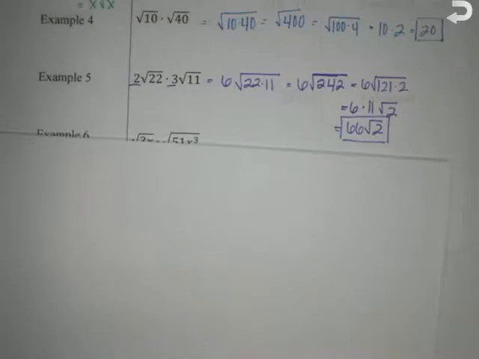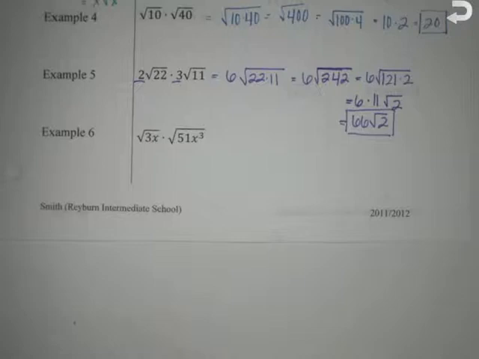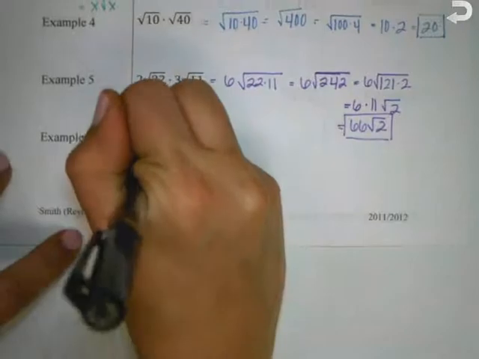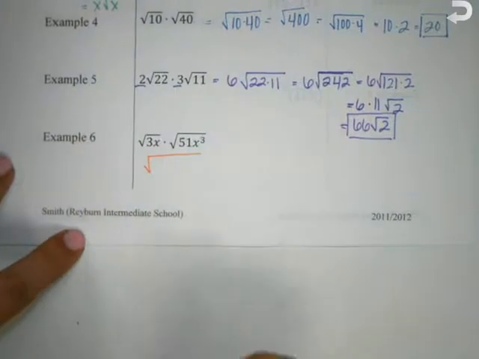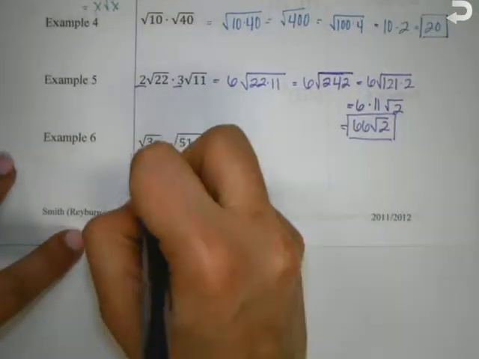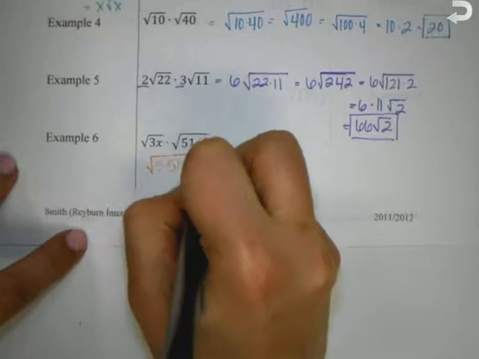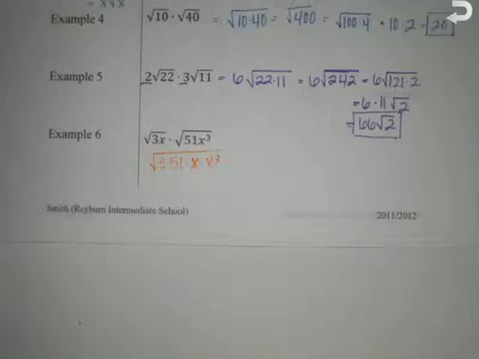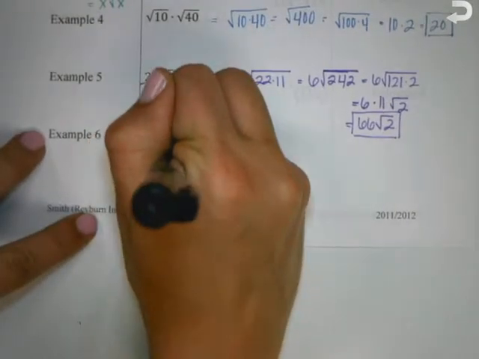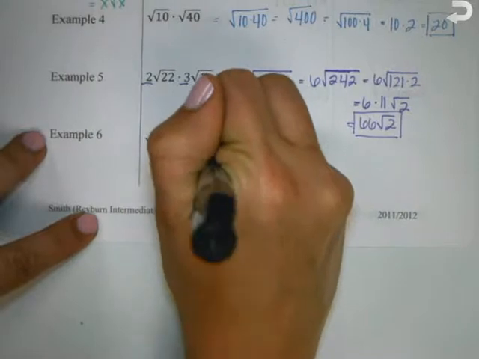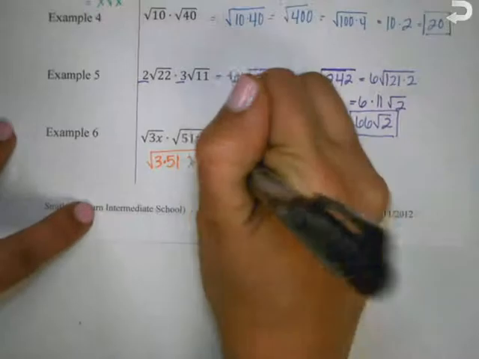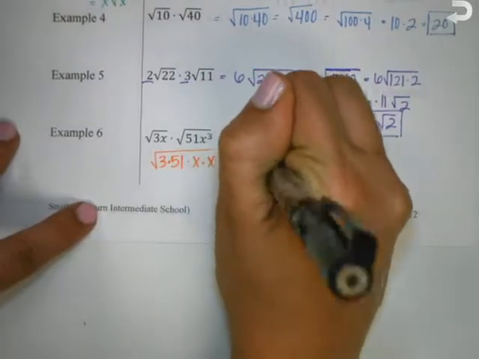Okay, example 6. Is there anything to multiply outside? No, so I'm going to go straight to multiplying the inside. This is square root 3 times 51 times x to the third. So all I did was I reordered my numbers and my x's so they were all next to each other. Okay. What is 3 times 51? 153. x times x to the third. x to the fourth. Good.